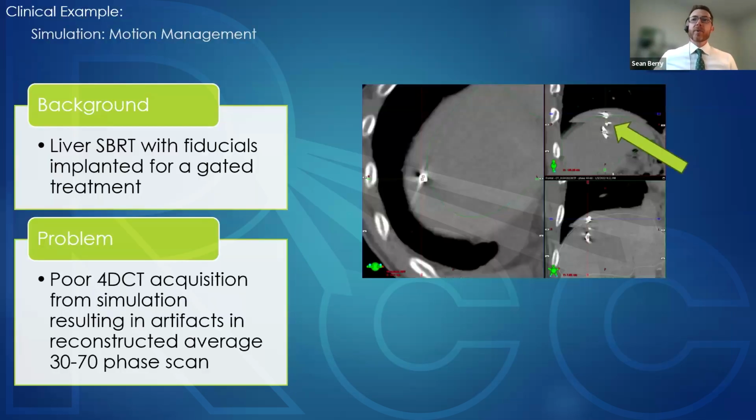And here's an example of a problematic 4D CT. This was a patient who was supposed to be treated with liver SBRT and had 2 implanted fiducials. But you can see that after the scan was reconstructed, it appears that the patient has 3 fiducials. And you can also tell, by the dome of the liver or the diaphragm here, that something about the 4D reconstruction didn't go well.